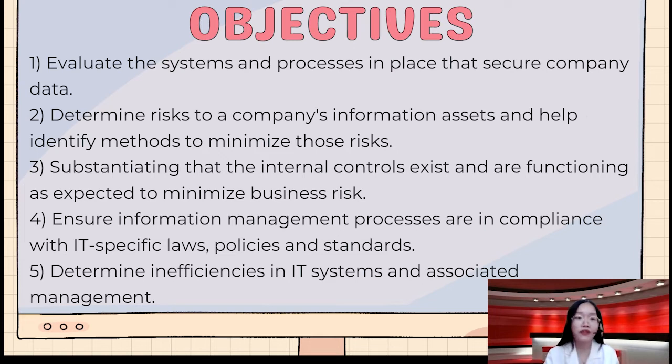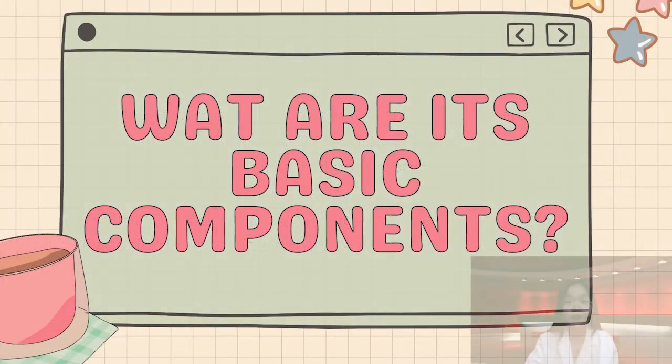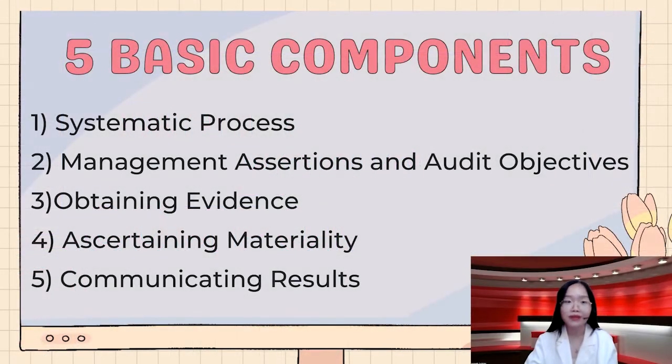Third, to provide evidence that internal controls exist and are operating as intended in order to reduce the business risk. Fourth, to ensure that information management processes adhere to IT-specific laws, policies, and guidelines. Fifth, to determine inefficiencies in IT systems and the administration of those systems. Furthermore, an IT audit also has 5 basic components, which are the following.